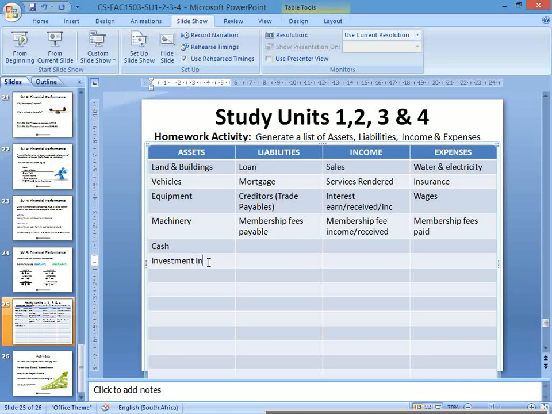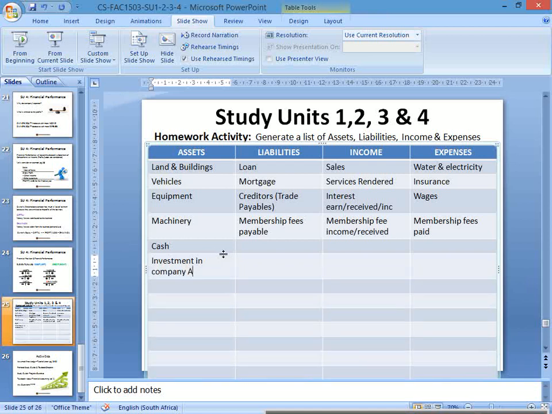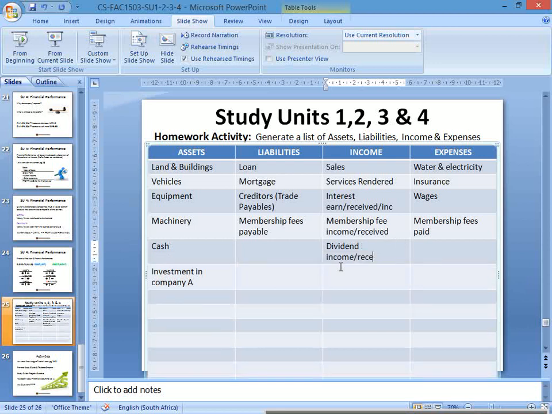Okay, so investment in company A would be seen as an asset because those would be the resource, the shares. Okay, the shares will pay a dividend. Then you can even add that here: dividend income or dividend received or dividend earned. There could be different ways of describing it. Okay, but the point is, it's a benefit that you get.